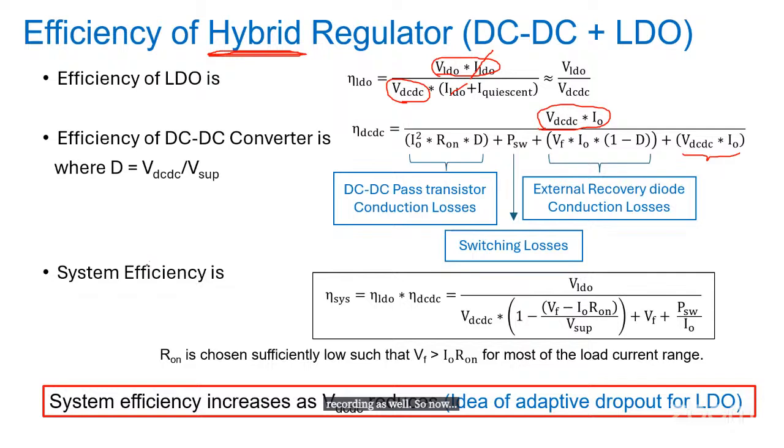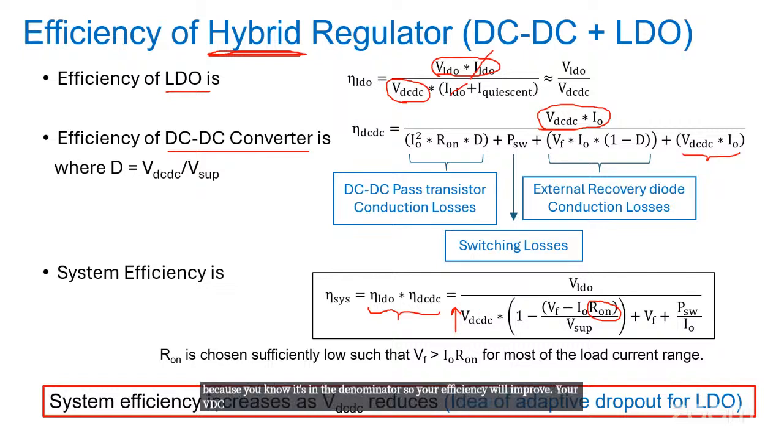So now the system efficiency is the product of LDO efficiency into DC-DC efficiency. So this is NLDO into NDC-DC. And when you multiply both and do some math, you would end up with a formula like this. Here you can clearly see that first of all, the R-on needs to be made sufficiently small so that your loss can be made small, and the higher the VDC-DC, the poorer your efficiency. So you would always want the VDC-DC to be low because it's in the denominator, so your efficiency will improve if your VDC-DC is small. So system efficiency increases as VDC-DC reduces.